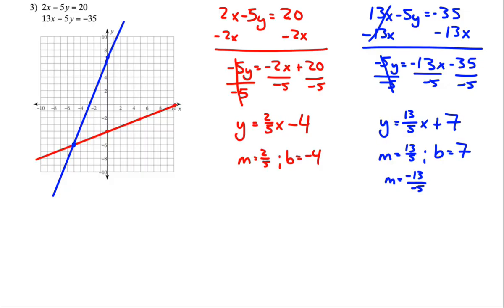like that. Okay, and so then the point where they actually intersect is right here. That's the point that works for both of them, and that looks like the point (-5, -6).